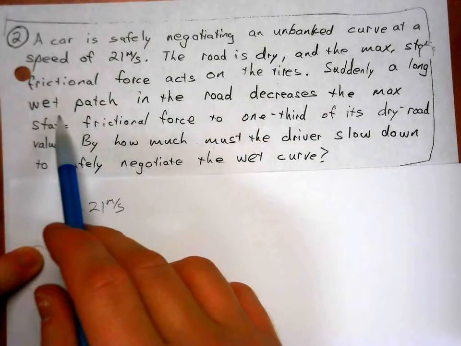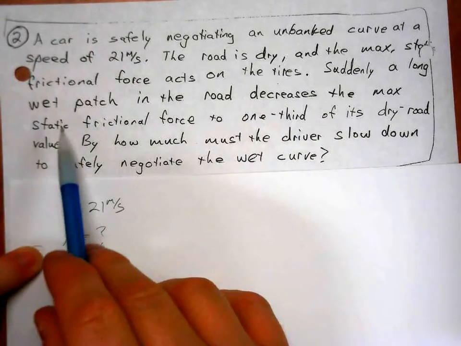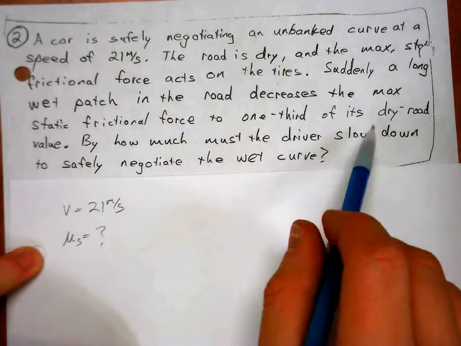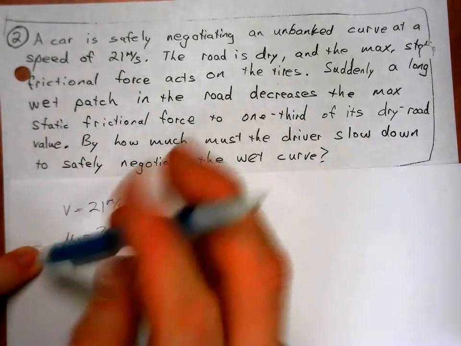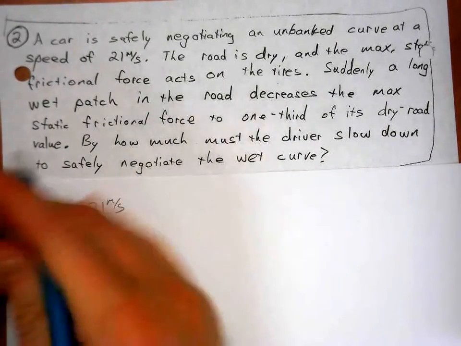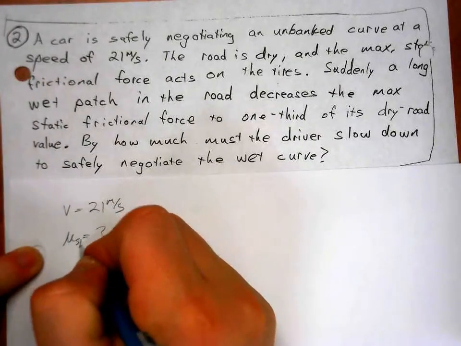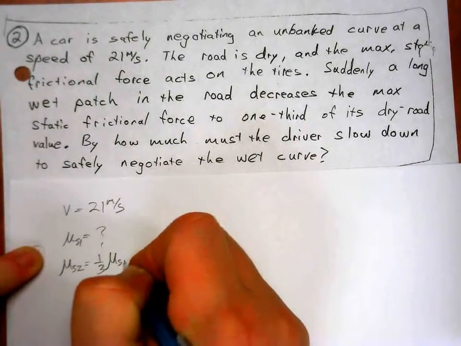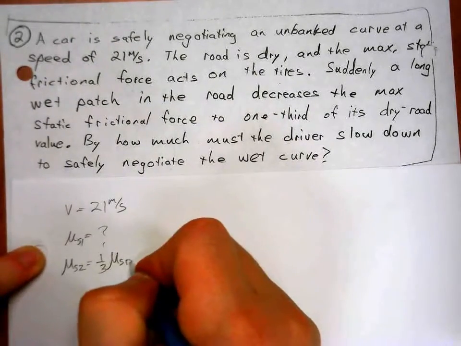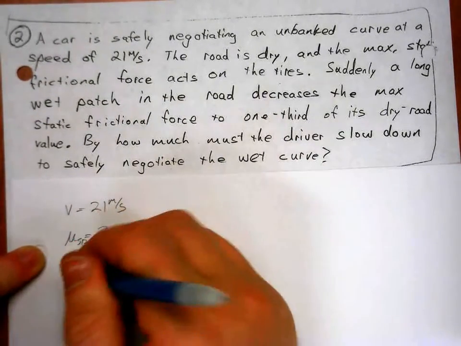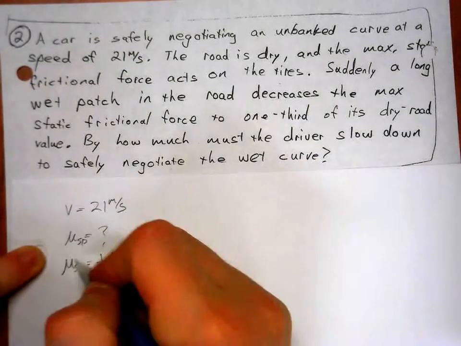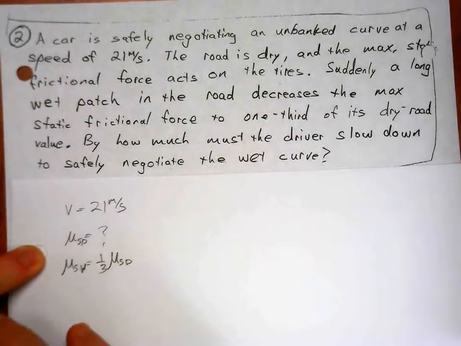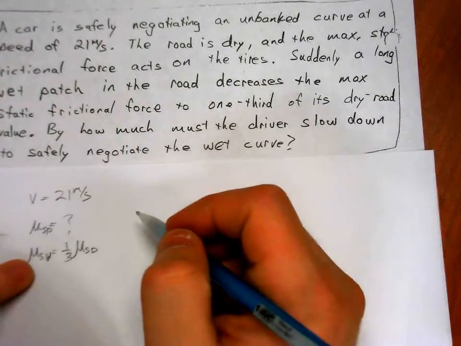So suddenly, a wet patch in the road decreases the maximum static frictional force to 1/3 of its dry road value. Well, I guess I'll call that mu S1, and then mu S2 equals 1/3 mu S1. Or I guess I could say dry. That makes more sense. And W is wet. By how much must the driver slow down to safely negotiate the wet curve?